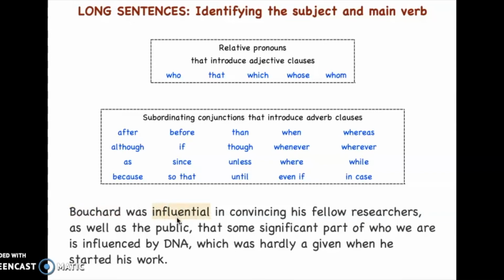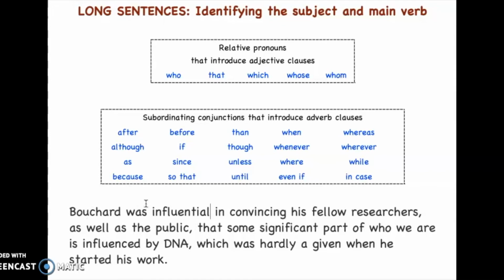Influential is an adjective that is used to describe Bouchard. What kind of person was he? He was influential. Bouchard was influential in convincing his fellow researchers, as well as the public, that some significant part of who we are is influenced by DNA, which was hardly a given when he started his work.